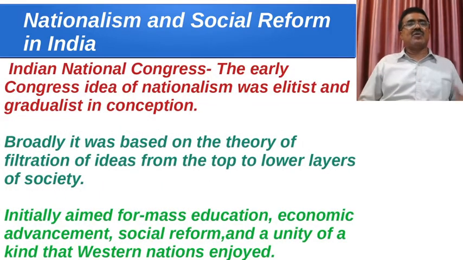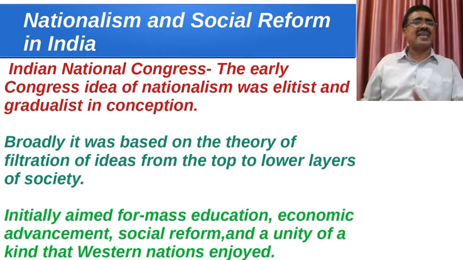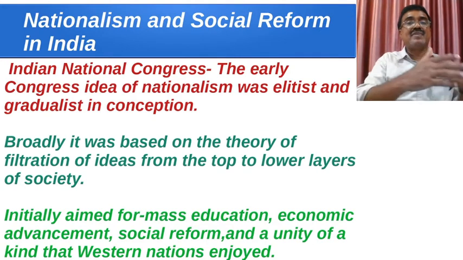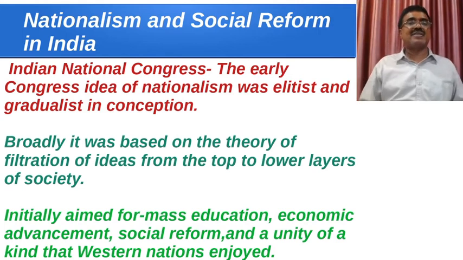Okay, now we come to the Indian National Congress. The early Congress idea of nationalism was elitist and gradualistic in conception. It was formed by an elitist group, and we also know that a British servant was involved in the formation of the Indian Association and then the Indian National Congress, right? They were actually campaigning for equal treatment of Indian as well as British people in government service. That was initially their demand.